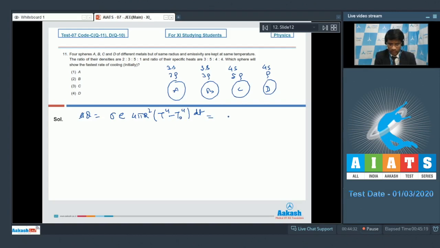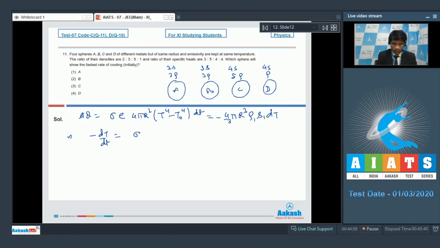How much is the value of mass here? 4/3 pi r cube into the density function. Let's say it is rho 1 and specific heat capacity is S1 into change in temperature dt. This is the negative sign because it is decreasing. So the rate of cooling must be equal to minus dT by dt.